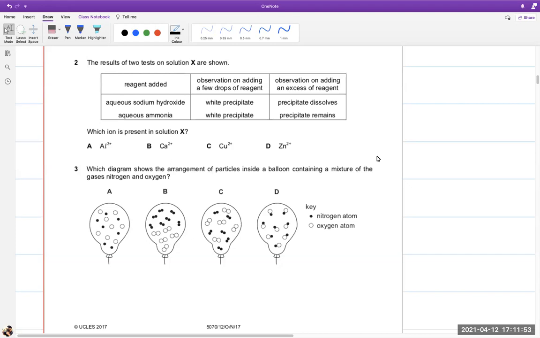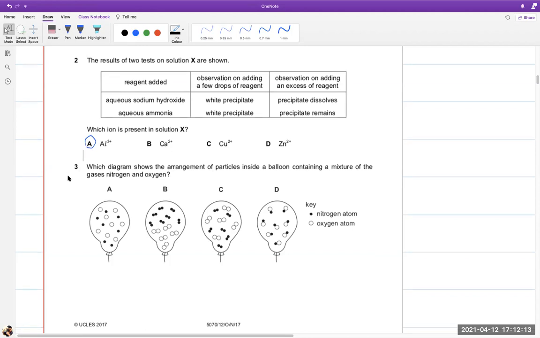Now with ammonia, it does the same thing except it does not dissolve. So zinc is the one that dissolves in both of them. Calcium is the one that does not in both of them. In one, it doesn't even form a precipitate. And aluminium is the one that dissolves in sodium hydroxide and not in ammonia. So our answer is going to be aluminium 3 ion.